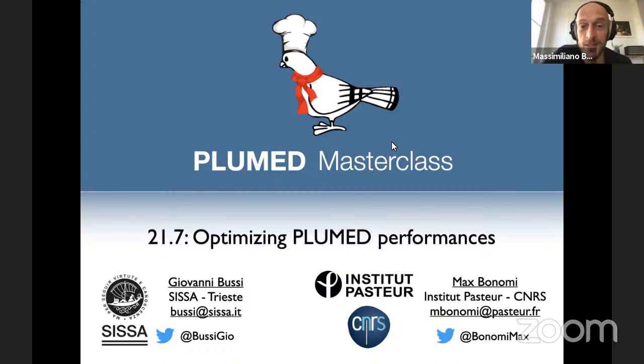This is the last PLUMED Masterclass for this first series. And we have seen many things in these lectures: how to analyze simulations with PLUMED, how to perform enhanced sampling, free energy calculation with metadynamics, umbrella sampling, replica exchange methods, how to use complex collective variables, how to do statistical analysis, and all these kinds of things. And today we will talk about how to do all these things faster and how to optimize the performance of PLUMED enhanced simulations.